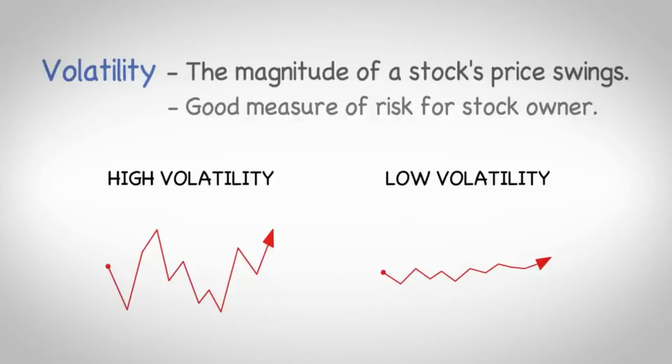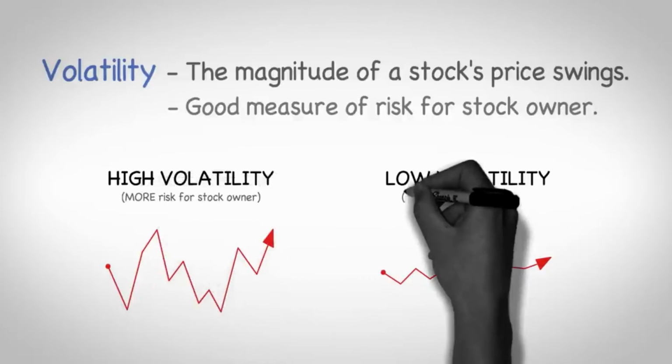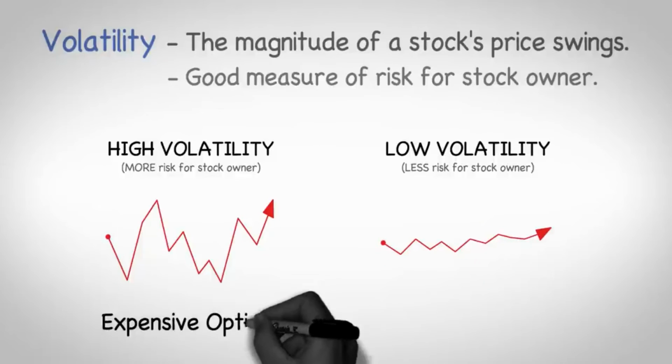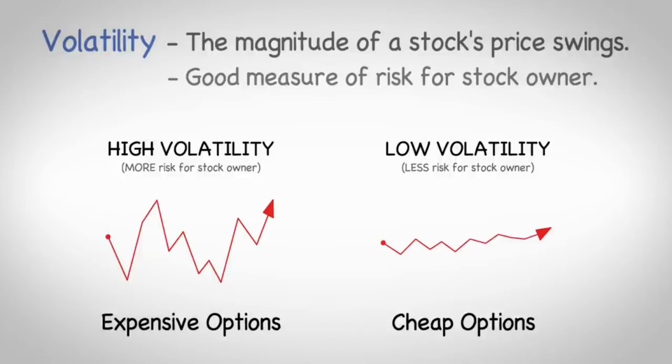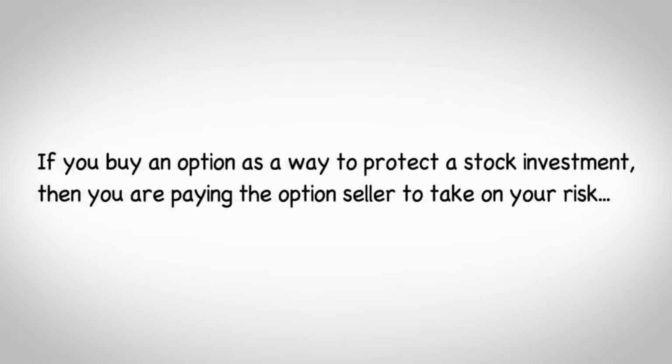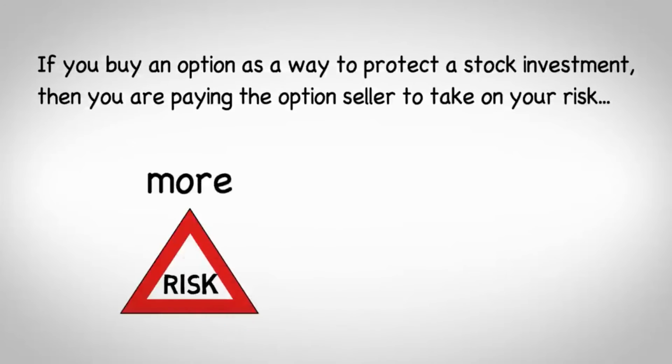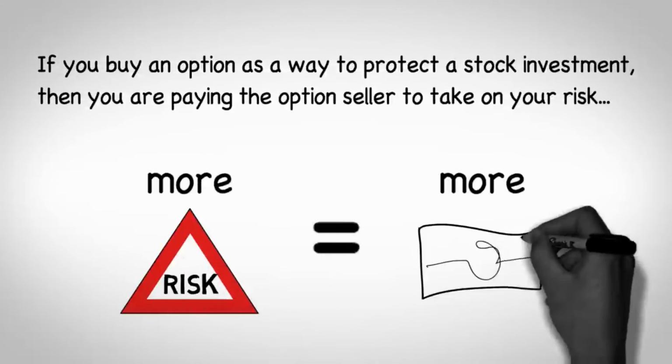So high volatility equals more risk for the stock investor. And since there is more risk involved, options will be more expensive. I know you're probably sick of the insurance analogy by now, but let's think of options as insurance again. If you buy an option as a way to protect your stock investment, you are paying the option seller to take on your risk. And if your risk is higher, then why would the option seller not demand more money? Right? If they are assuming more risk, then they are going to want to be paid for that.